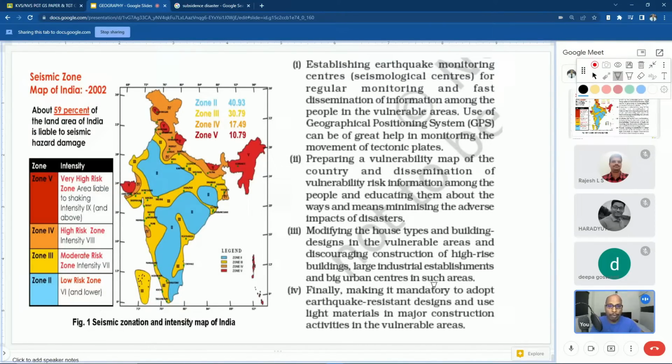Finally, making it mandatory to adopt earthquake resistant designs and use light materials in construction. So all these steps we can take to avoid human loss or economic loss during an earthquake. So we cannot stop earthquakes, but we can take measures to save ourselves.